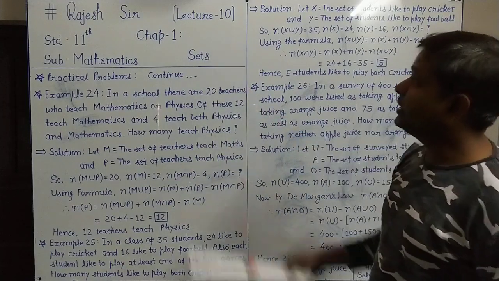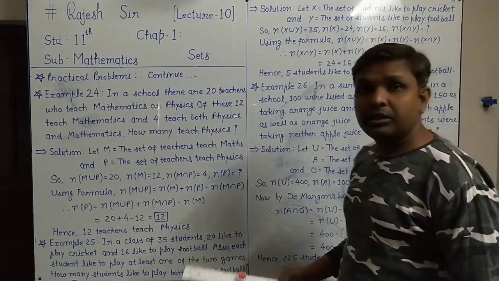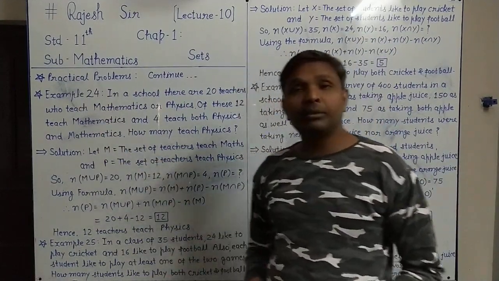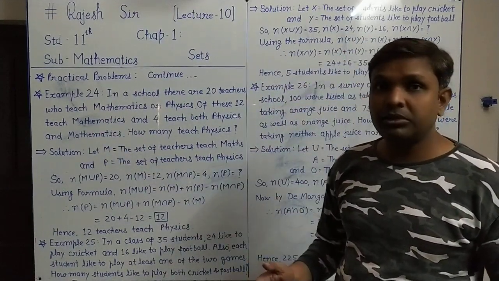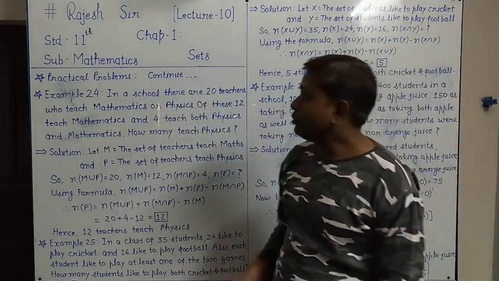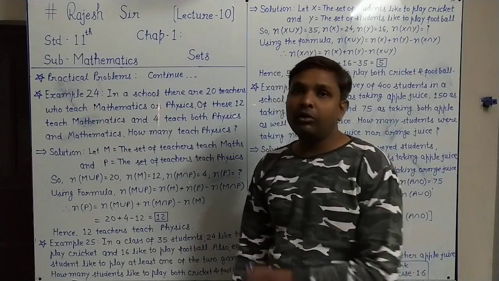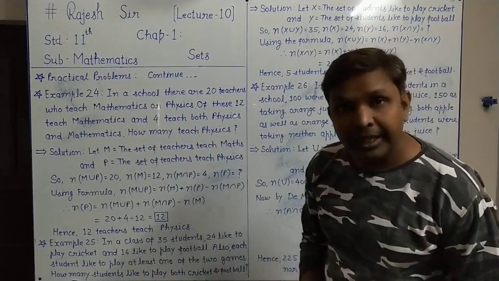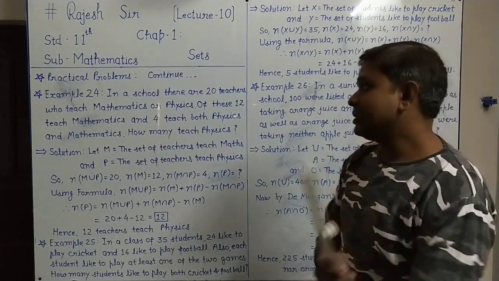This is lecture number 10. In this lecture we will continue the last lecture's point, that was practical problems. We are seeing some examples related to practical problems. Here also we are continuing the same. Example 24 is now in practical problems related to union and intersection operations.